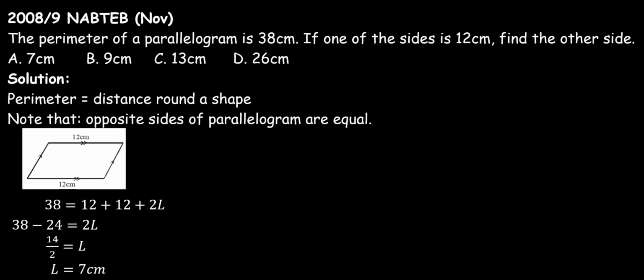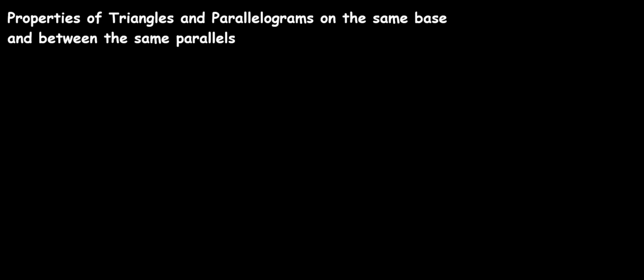Next, we treat properties of triangles and parallelograms on the same base and between the same parallels. 1. Triangles on the same base and between the same parallels are equal in area, as shown in the diagram below. In this, we can conclusively say area of triangle ACD is equal to area of triangle BCD.